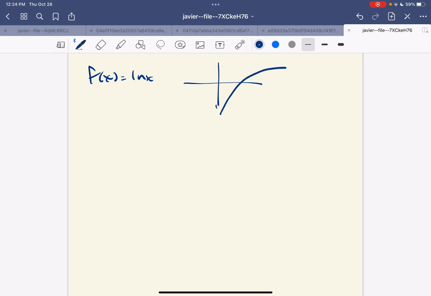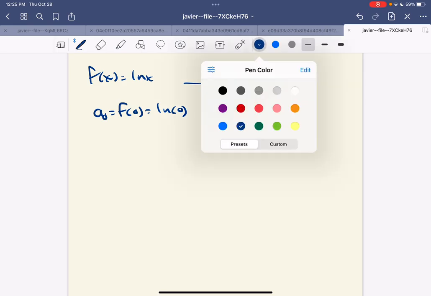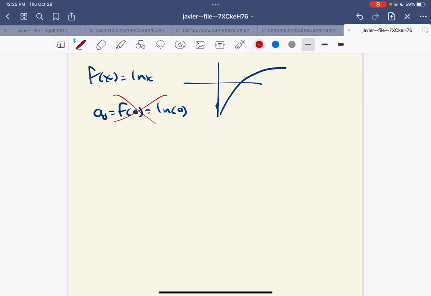Well, they don't touch, not in the real plane. But you see, if I try to do this, a naught is equal to f of 0, ln of 0, I'm already in trouble. This is not going to be a real number. And so we have to abandon this idea and admit that not all functions have a polynomial expansion like that at any given point.